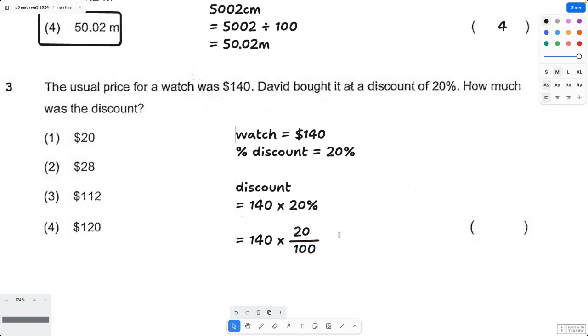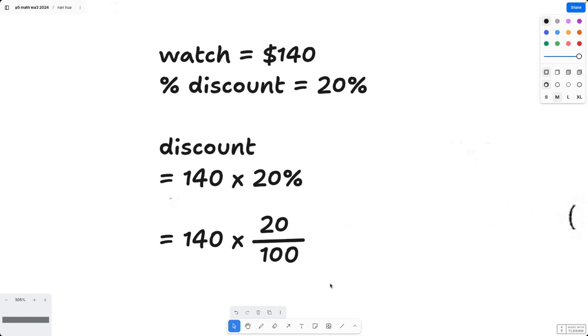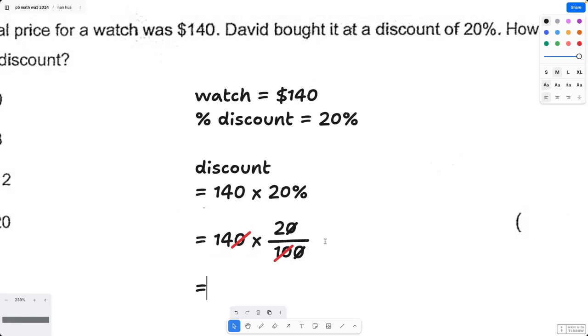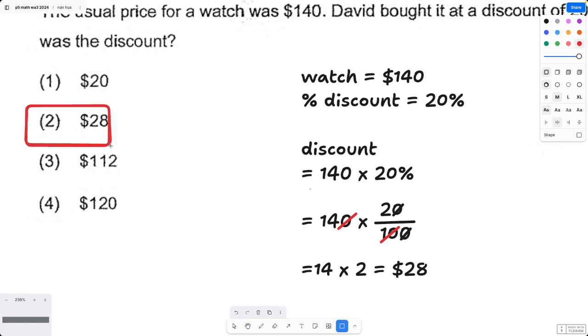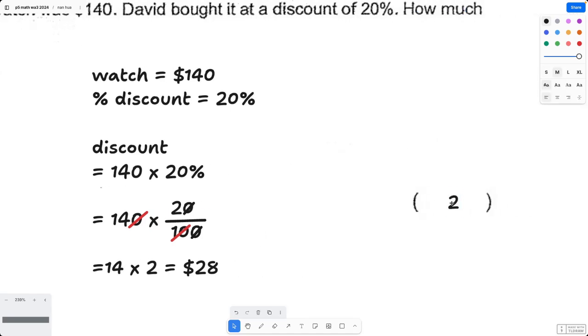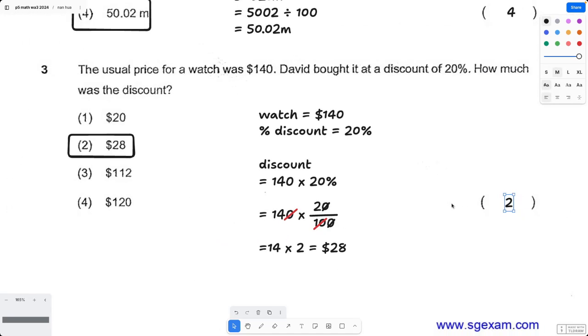All right, and that means we just want to cancel some stuff. Cancel the first zero, and then cancel the second zero. So that means this will become 14 times 2, which is $28. Let's see if there's a $28. There is, which is option 2 in this case. And the answer to this is $28 because that is the discount.